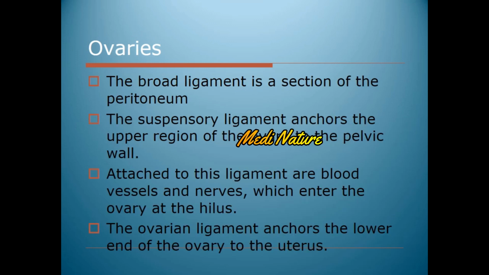The broad ligament is a section of peritoneum, the inner serous membrane of the peritoneal cavity. The suspensory ligament anchors the upper region of the ovary to the pelvic wall. Blood vessels and nerves enter the ovary by going through this ligament. And the ovarian ligament anchors the lower end of the ovary to the uterus.